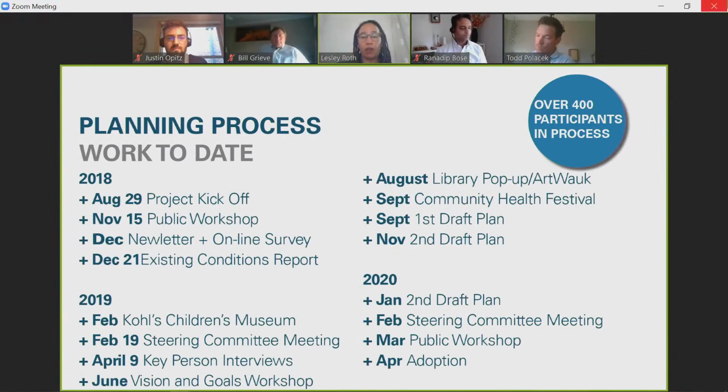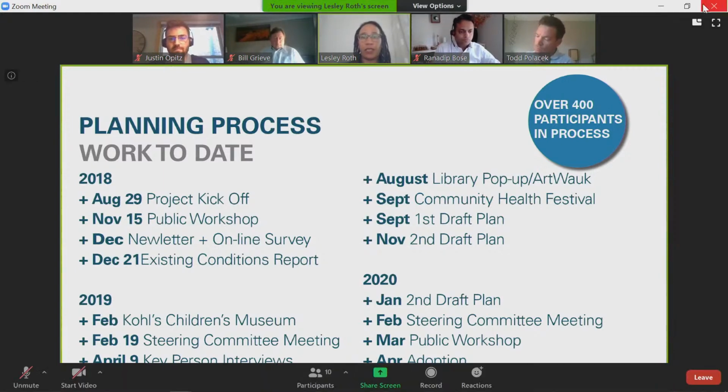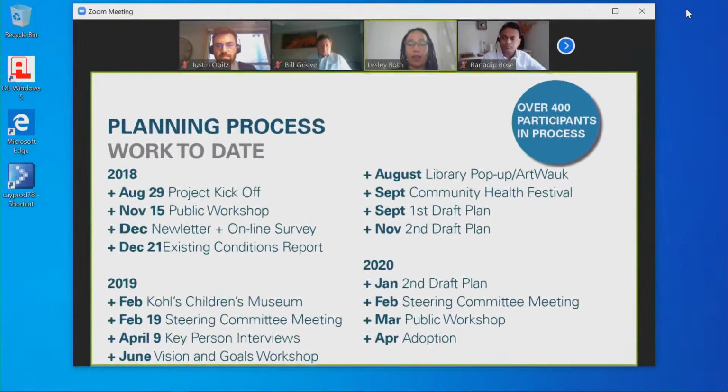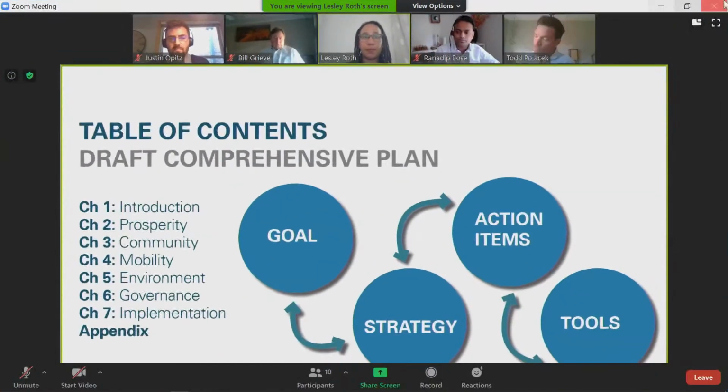A really important part of the comprehensive planning process is public engagement. As you can see on this slide, our planning process has been very comprehensive, starting in 2018 when we had the kickoff. We've had several pop-up workshops, public workshops, and have made several presentations to a steering committee, which has helped us draft the strategies, goals, and objectives for the plan. Now in 2020, we're coming to the end of the process with this public workshop and finally adoption.